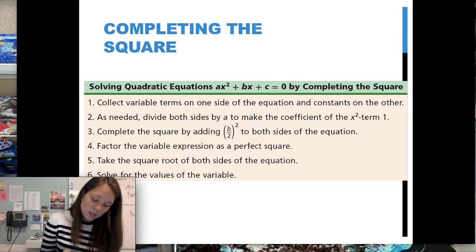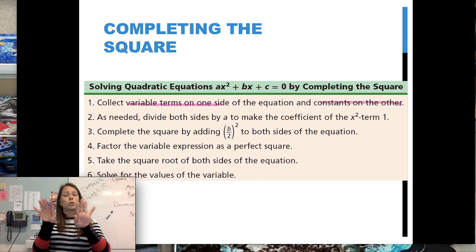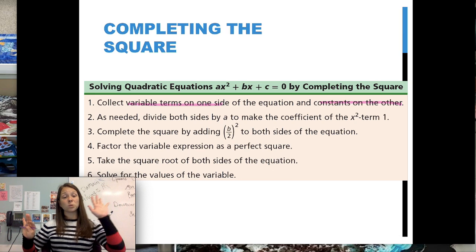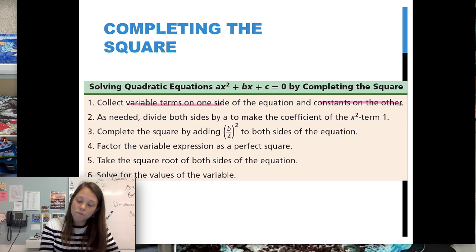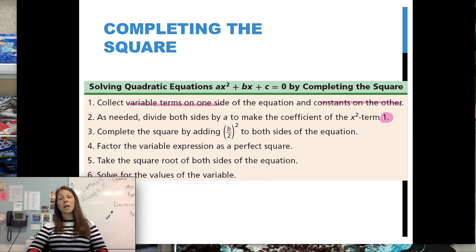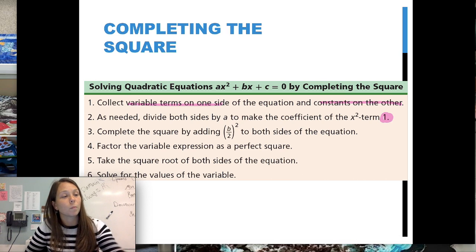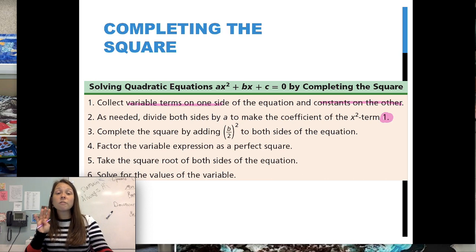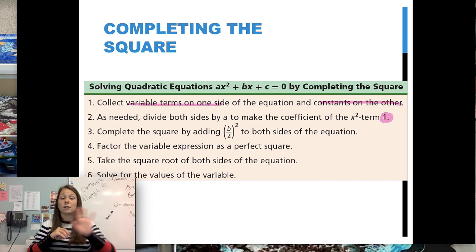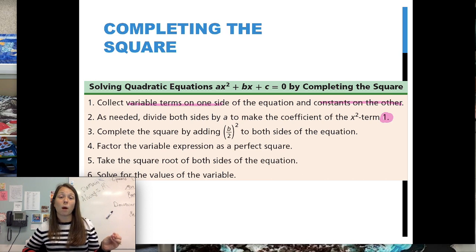The first step is to collect all variables on one side and constants on the other. So we need to separate our terms with x's and our just constant numbers. Then we're going to make sure our leading coefficient is 1. And if it's not 1, we need to divide everything by whatever that value is. Steps 3 and 4 are that completing the square process that we just did on that last example problem.